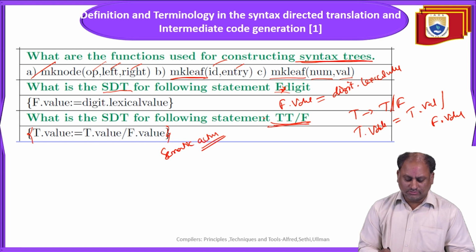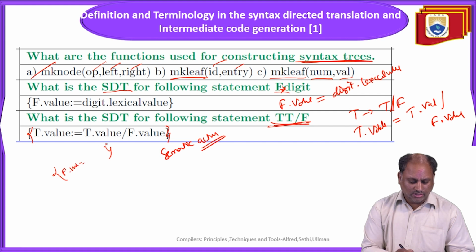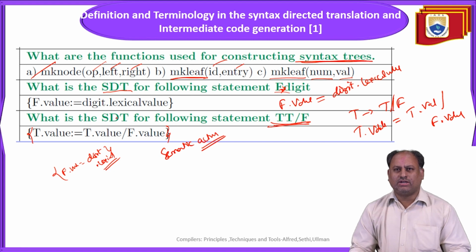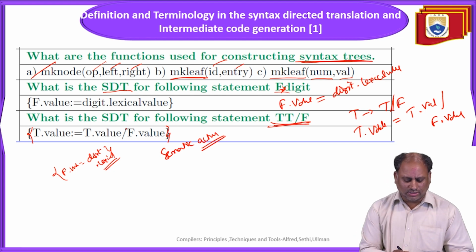These are the two statements which require the syntax directed translation. One is F derives digit, second one is T derives T slash F. So what is used is within flower brackets, and on the left hand side we write the expression T dot val or F dot val, and the right hand side is represented with the dot association of the corresponding value. So here digit is described, that's why we write digit dot lexical value. If the operator is star, we can write star.